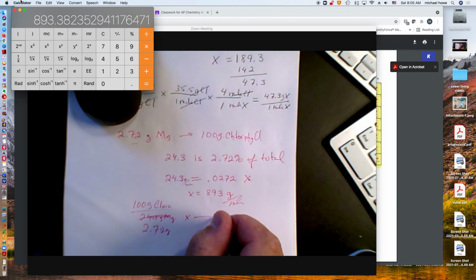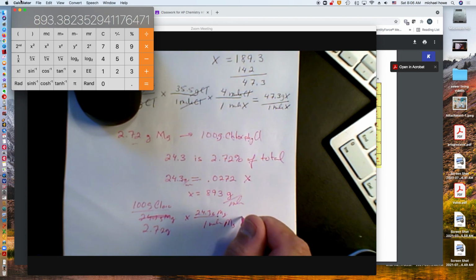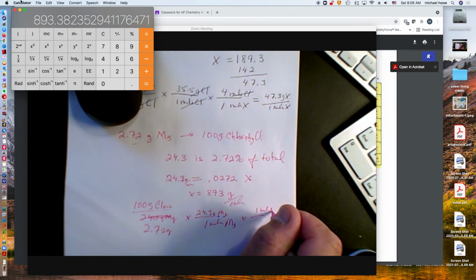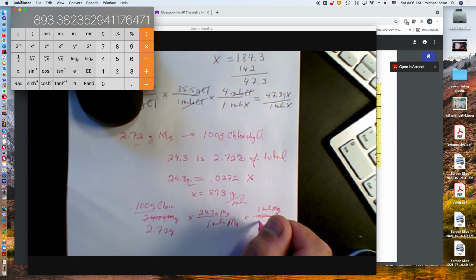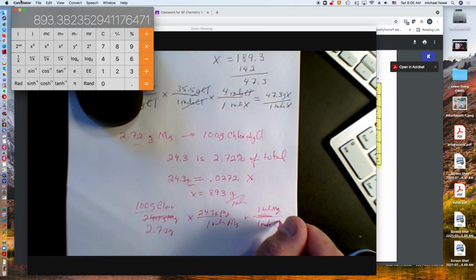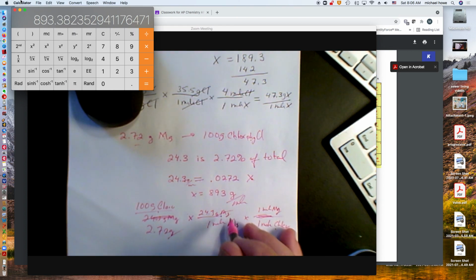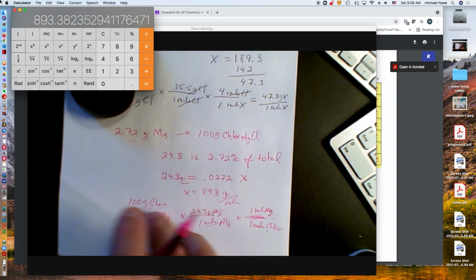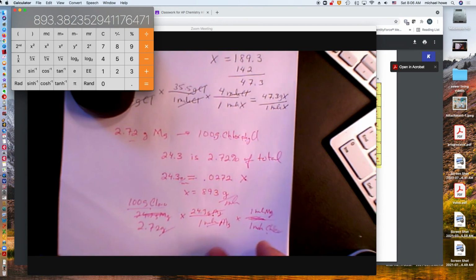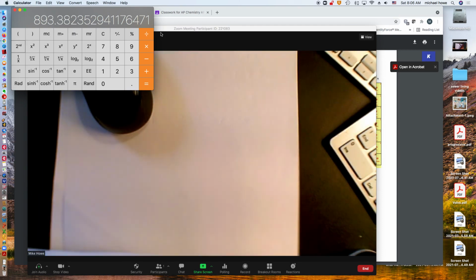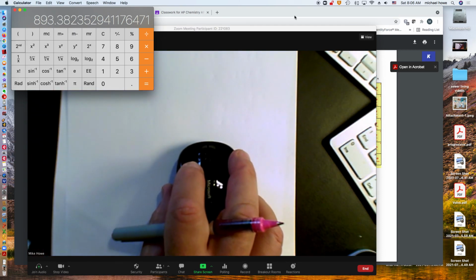All right, then you know that there are 24.3 grams of magnesium for every 1 mole of magnesium. But you also know that 1 mole of magnesium is 1 mole of chlorophyll. So the grams of chlorophyll per moles of chlorophyll are left. Grams of magnesium cancel, moles of magnesium cancel, so you have grams of chlorophyll for every mole of chlorophyll. All right, that was 41.